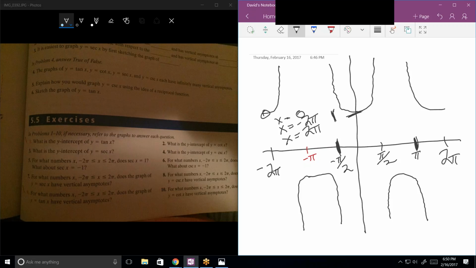That's the only 3 places where it's equal to 1 between minus 2 pi and 2 pi. Notice that the 2 pi's are included. It's less than or equal in both cases.